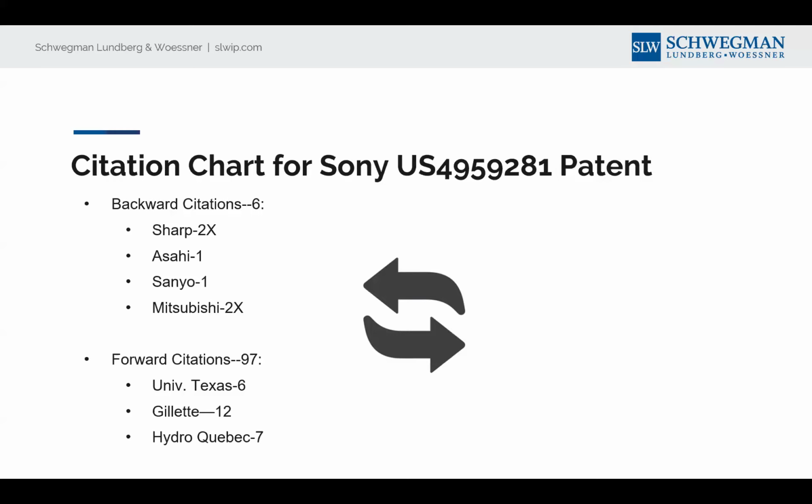Okay, the 281 patent had 6 backward citations citing Sharp, Asahi, Sanyo, and Mitsubishi, and 97 forward citations citing the University of Texas, Goodenough patents, Gillette, and Hydro-Quebec. Next slide.